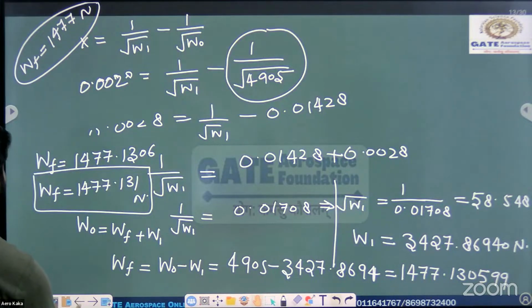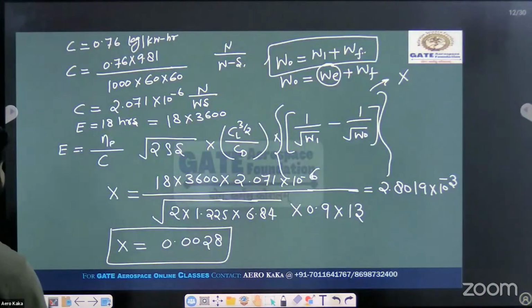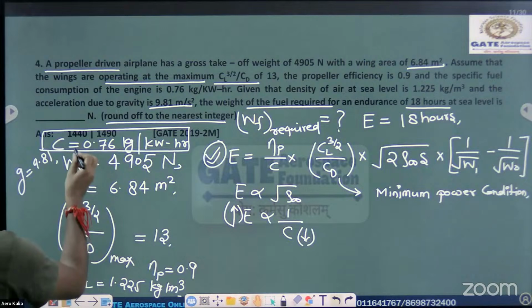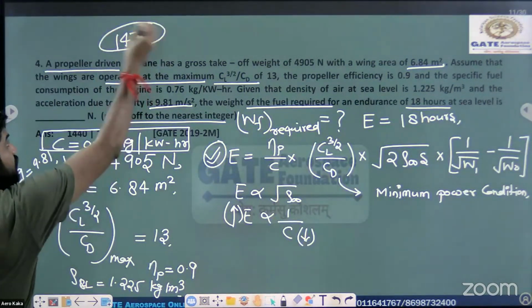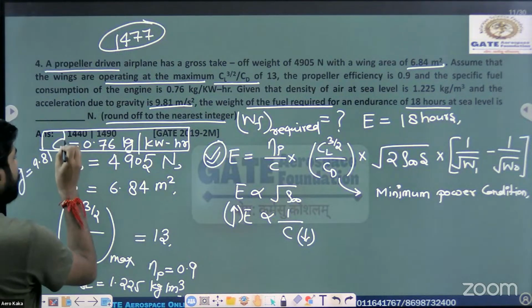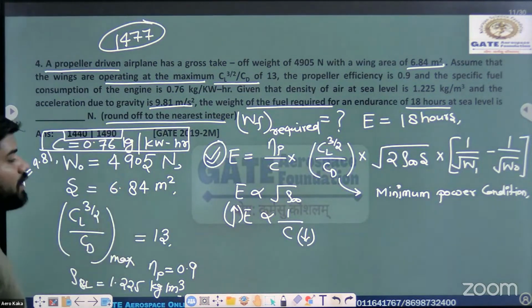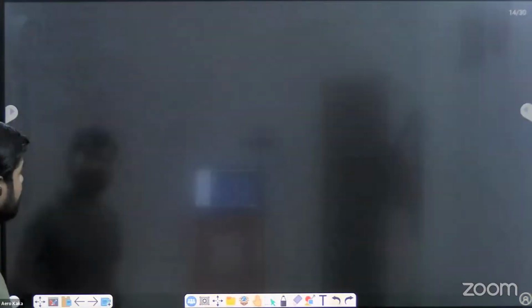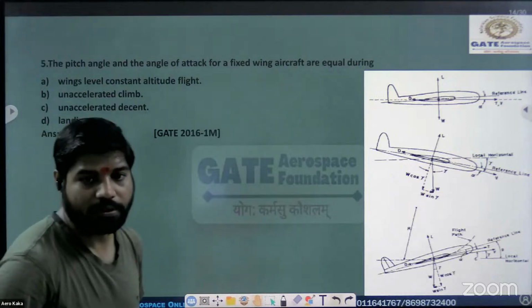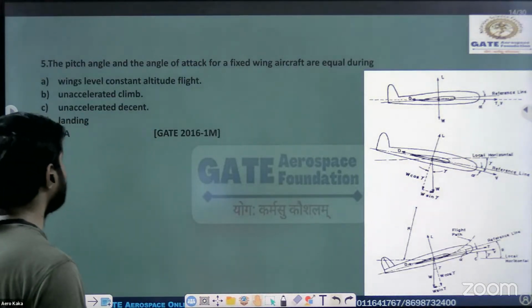Let's check whether this is within the range or not. We are getting 1477, right? Here the range is given as 1440 to 1490, right? Means our calculation is correct. Now again, let's look at this particular problem once again.